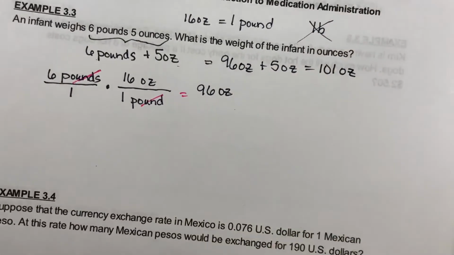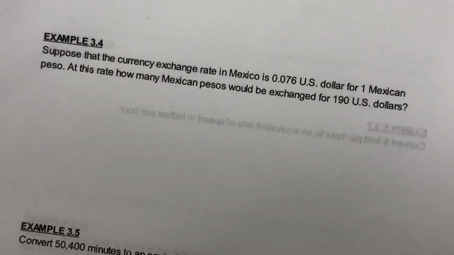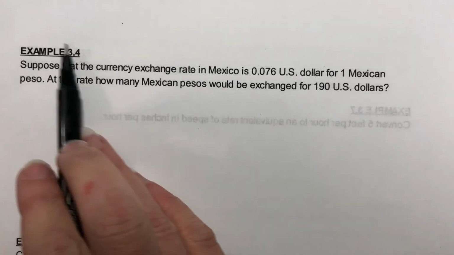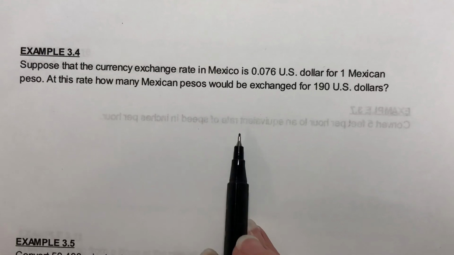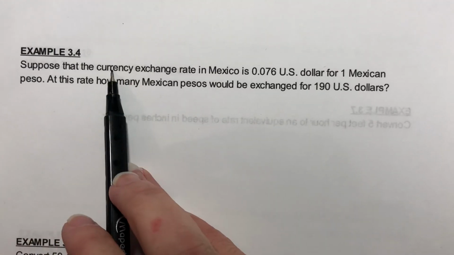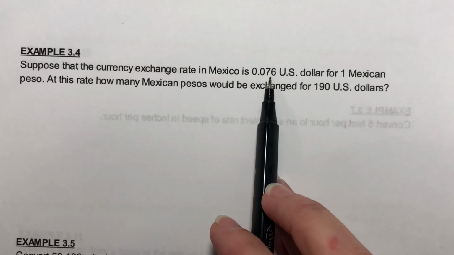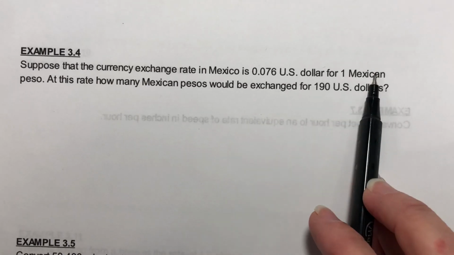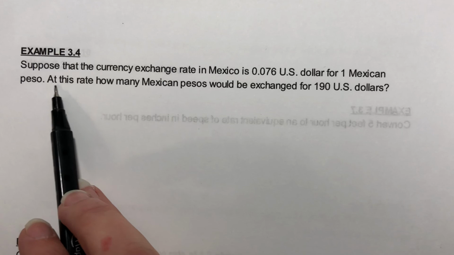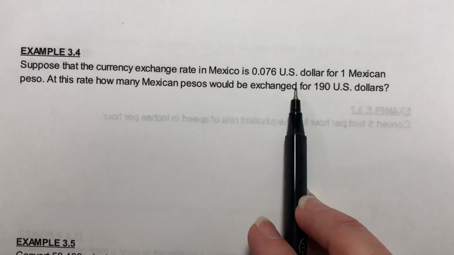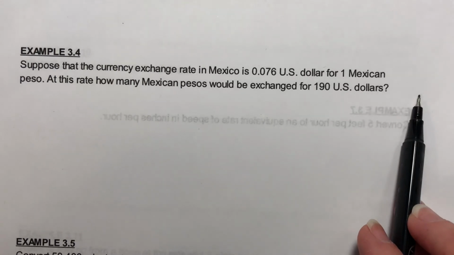Okay, let's look at 3.4. This is one where they give us the exchange rate. They're giving us the relationship within the problem. Suppose that the currency exchange rate in Mexico is 0.075 US dollars for 1 Mexican peso. At this rate, how many Mexican pesos would be exchanged for 190 US dollars?